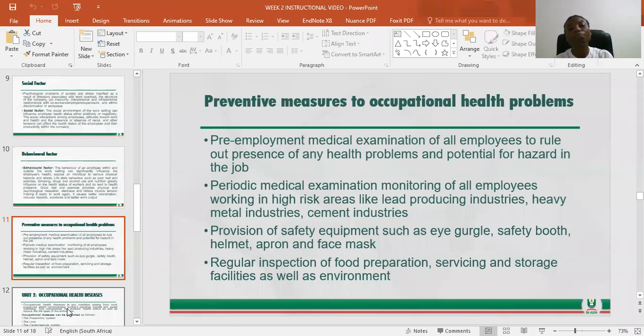So what are the preventive measures to occupational health problems? How do you, as a nurse working as an occupational health nurse in any organization, help the employees to take measures that will prevent occupational health problems? What would you do, or would you encourage? Let's share our thoughts.